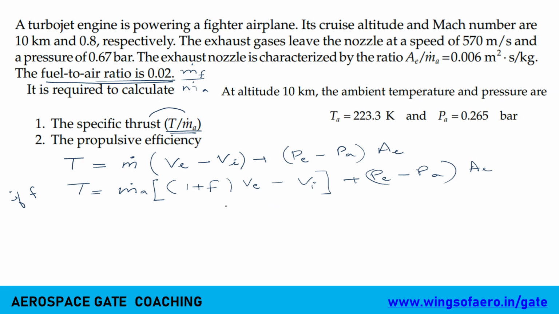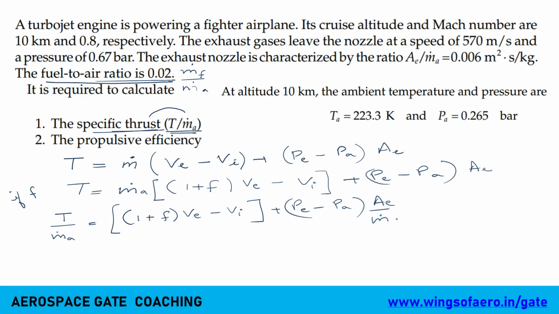Now they have asked for the specific thrust, T by m dot A. So just divide the entire equation, both the left hand side and the right hand side, by m dot of A. What will you get? T by m dot of A equals 1 plus F times VE minus VI, plus PE minus PA times AE by m dot of A.